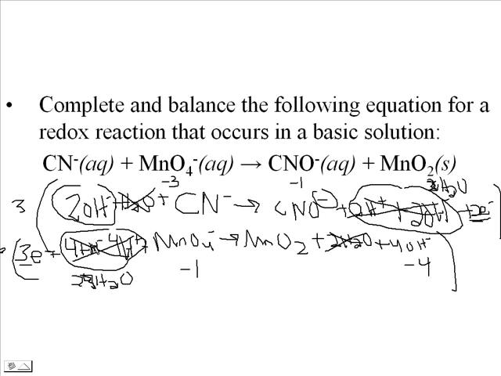So overall, we are going to have 3 times 2 is 6 OH minuses plus 3 CN minuses, producing 3 CNO minuses. And remember, we had this water left up here, plus 3 waters plus 6 electrons.